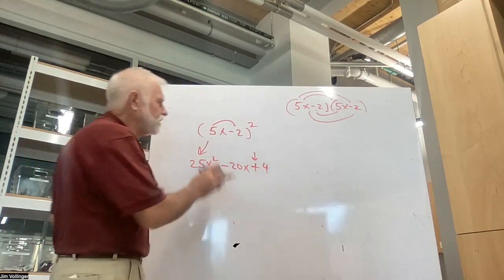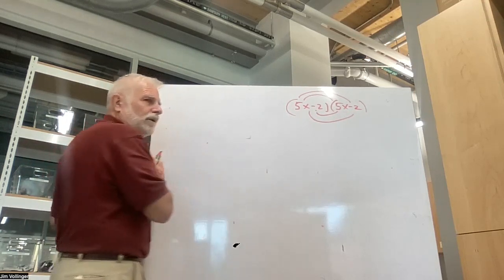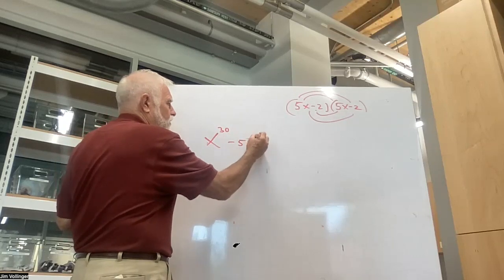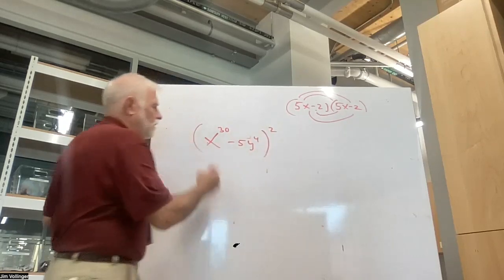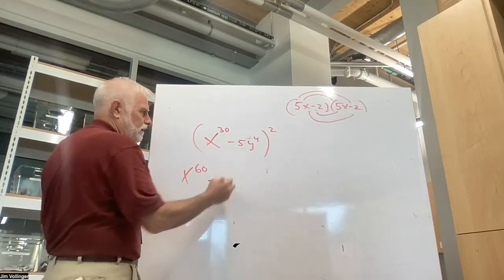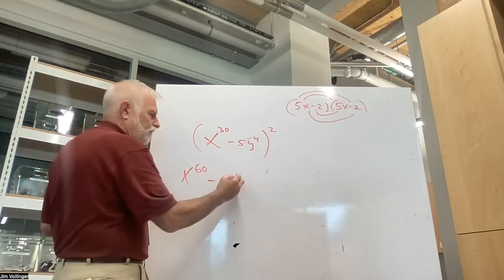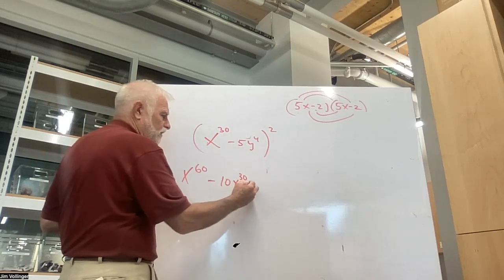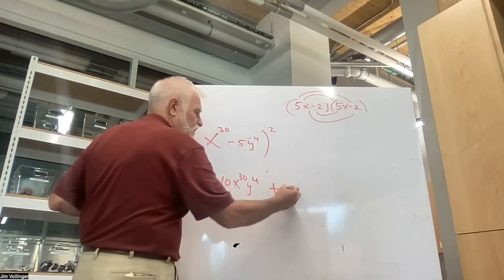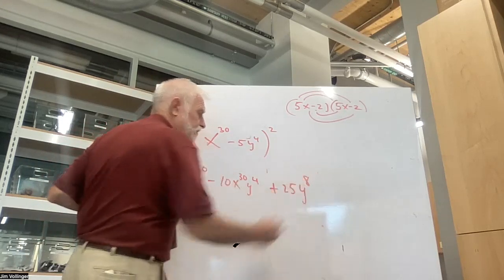Next, x to the 30th minus 5y to the 4th. X to the 30th minus 5y to the 4th, squaring. All right, so that's x to the 60th. That's -5 minus 10, doubling it. X 30, y 40. That's just number x 30, y to the 4th, excuse me. And then squaring the last, 25y to the 8th.